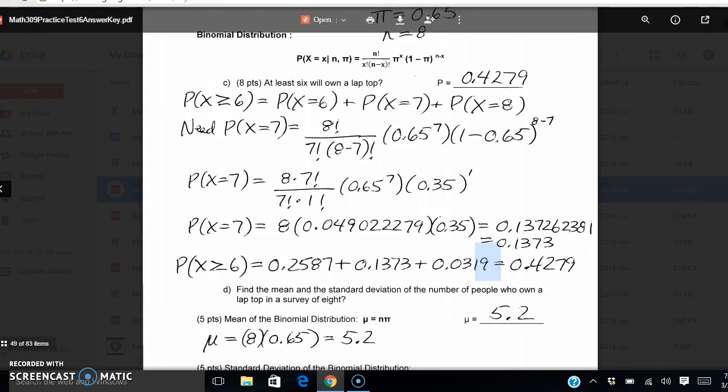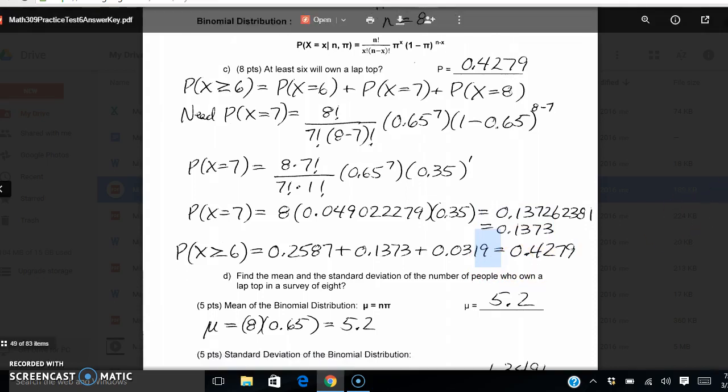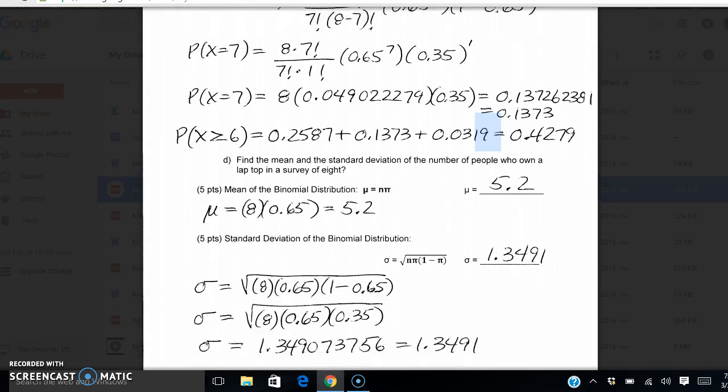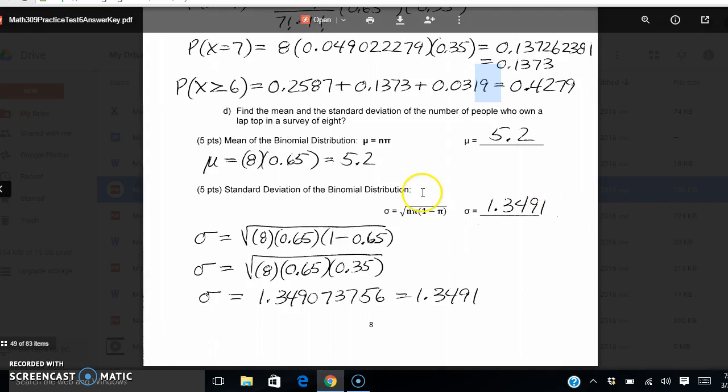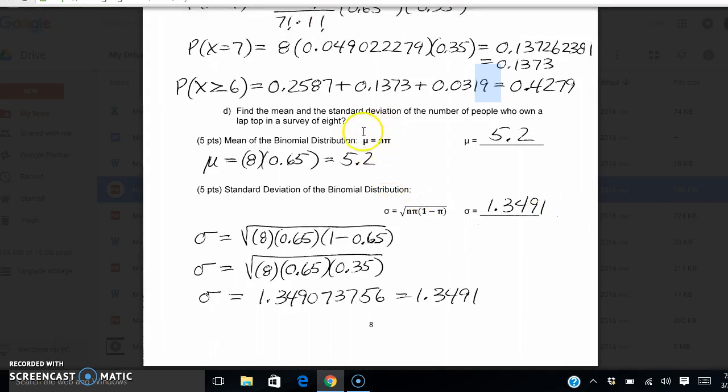Now if we go on to section D here, we are asked to find the mean and the standard deviation. The mean is this simple formula right here, n times pi. And we know the n is 8 and the pi is 0.65, and we multiply, we have 5.2 as the mean of the binomial distribution.